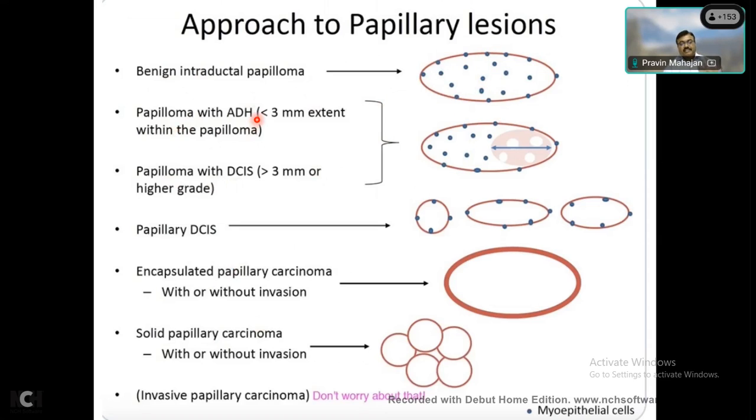In the papilloma which shows ADH or DCIS, you have myoepithelial cells which are reduced within the area of atypia, but they will be present elsewhere where there is benign looking papillae, as well as in the periphery of the lesion. In papillary DCIS, myoepithelial cells are absent within the papillae, but they are present in the periphery. In encapsulated papillary carcinoma, you have absence of myoepithelial cells within the papillae as well as in the periphery. And in solid papillary carcinoma, you have absent myoepithelial cells within the nodules as well as in the periphery of the nodules, but rarely you can have discontinuous myoepithelial cells in the solid papillary carcinoma.